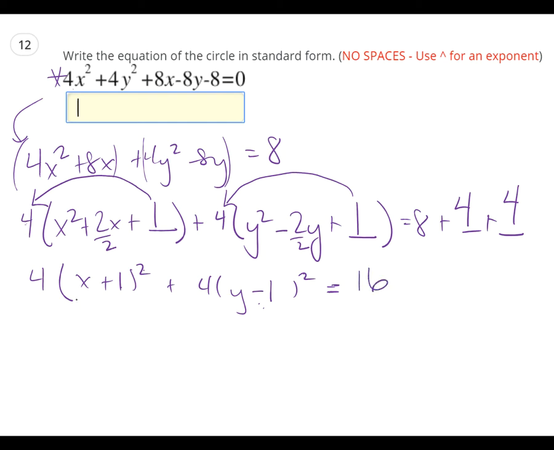But in order to get it into the equation of a circle, I can't have that coefficient in front, so we have to divide by 4. We've got x plus 1 squared plus y minus 1 squared equals... That's what we would have typed into this piece right here. Okay?